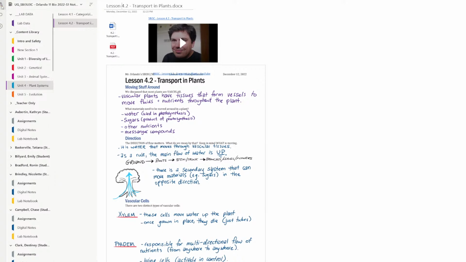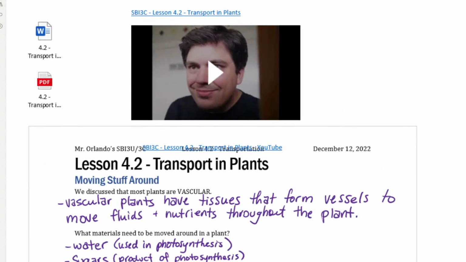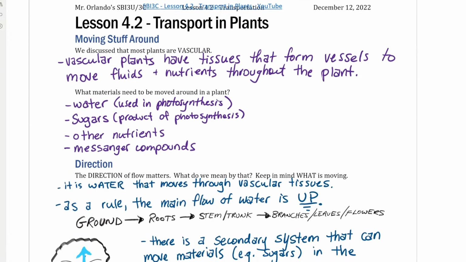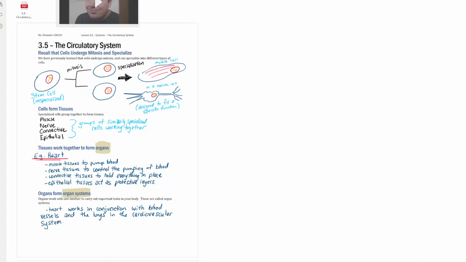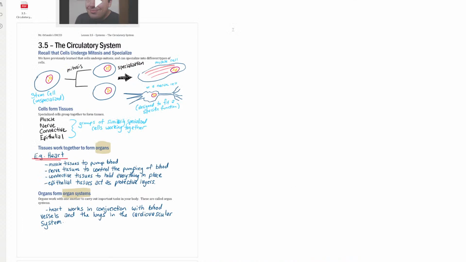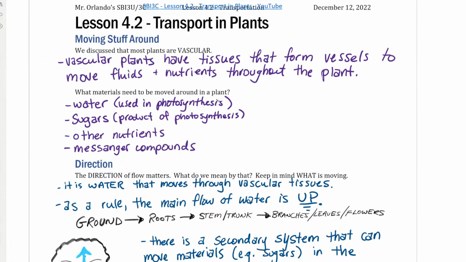Huzzah. So yesterday we started looking at transport in plants. Oh, look at that handsome fellow. Oh, that didn't go well. Sorry about that. Oh, no, I don't want a note on the circulatory system, that's for sure. Oh, gosh, sorry. All right, there we go.